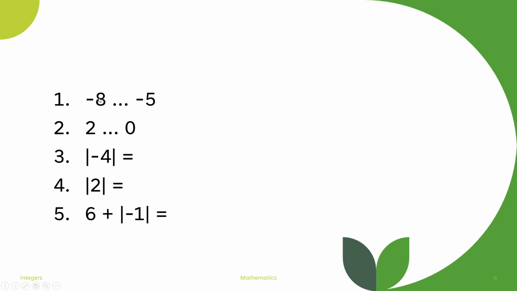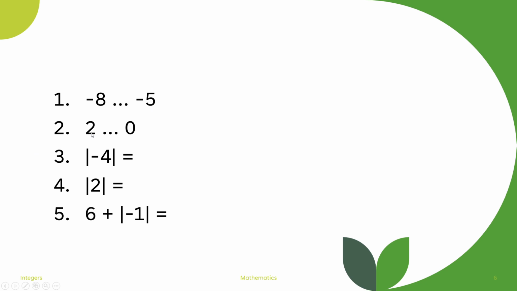So the first one is about comparing integers. We have negative 8 and negative 5. Negative 5 is to the right side and negative 8 is to the left side. Means that negative 8 is less than negative 5 because it's to the left side. Any number to the left side is always less than the number to the right side.